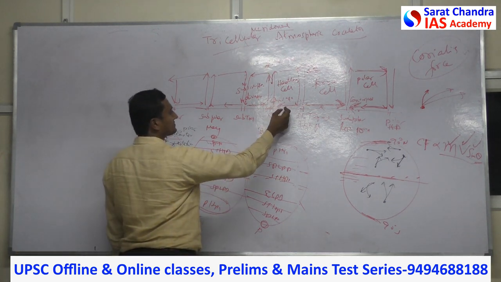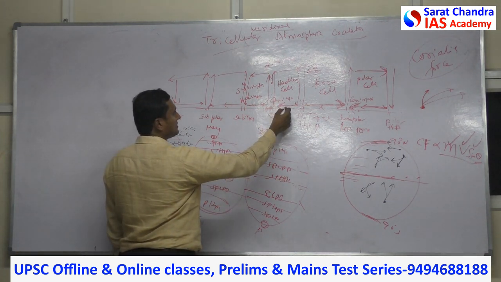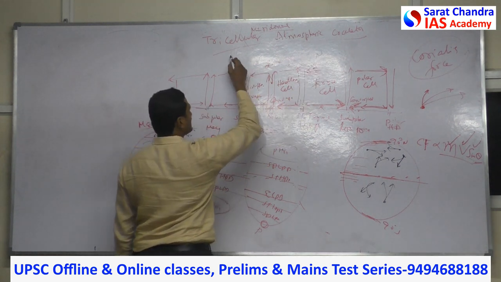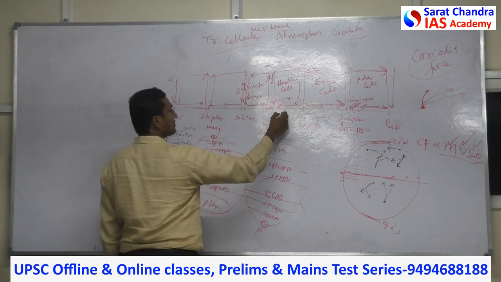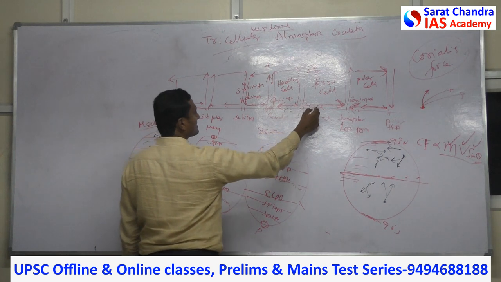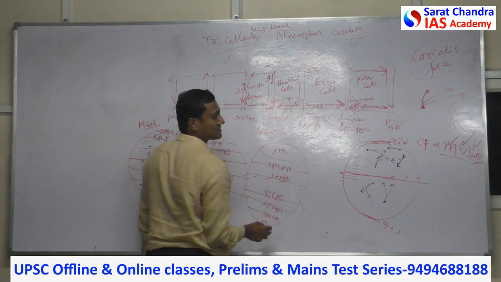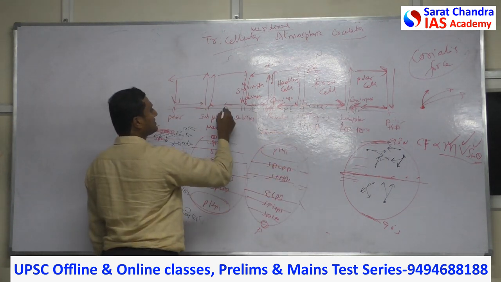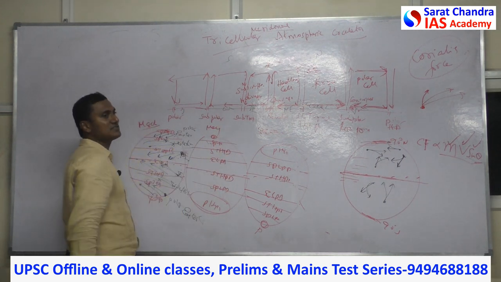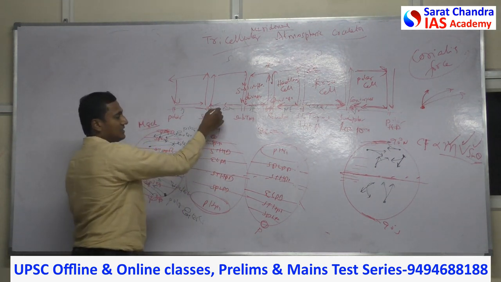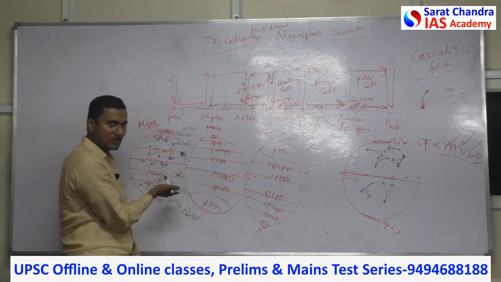So this is the northern hemisphere, and this is the southern hemisphere. These are northeast trade winds, westerlies, polar easterlies. Southeast trade winds, westerlies, polar easterlies. But here you cannot see the direction; here you can see. That's why I drew this diagram.